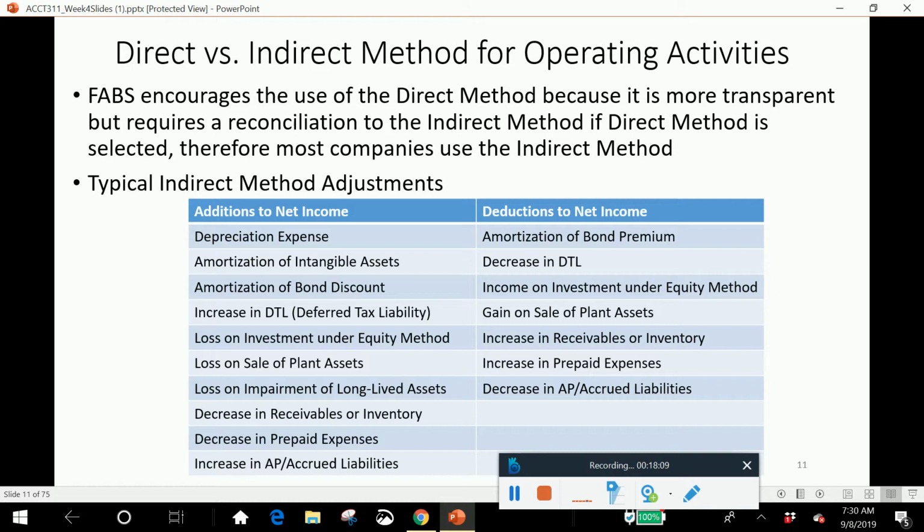Now, if you use the indirect method, these are the types of adjustments that you are going to see. We already talked about depreciation expense. That's an addition, an add back. Amortization of intangible assets works the exact same way. Other items that we have here are loss on the sale of plant assets, decrease in receivables or inventory, increase in AP or accrued liabilities. So what I would recommend is starring this slide so that you can come back to it as you're working on your problems.